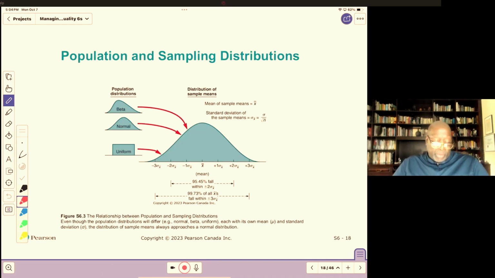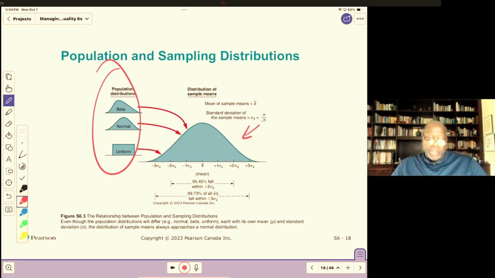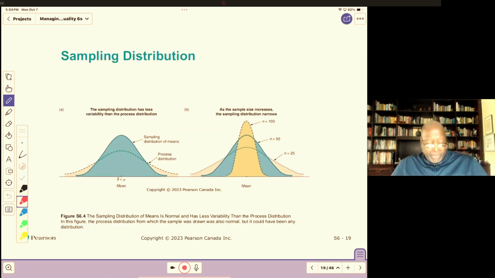All right. So what we're saying is that no matter what your distribution looks like, you could end up with this for the central limit theorem, as long as your sample sizes are sufficiently large. And some of you may remember we used to say when the sample sizes exceed 30, we consider them large enough. All right.